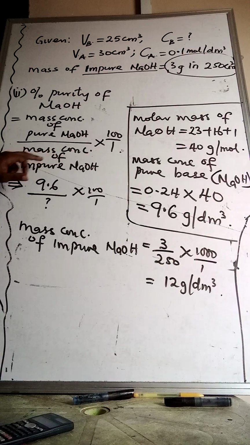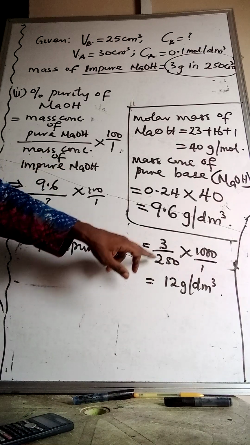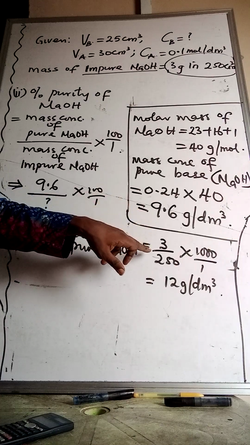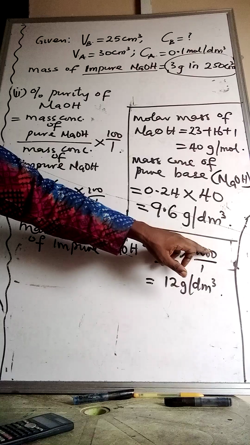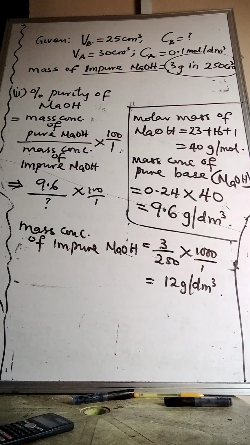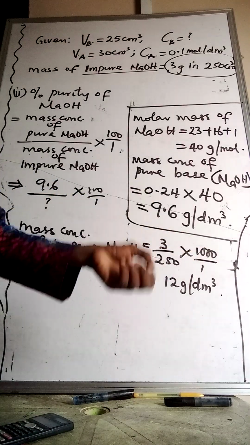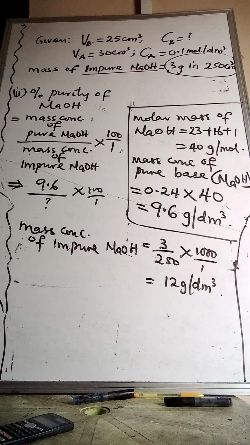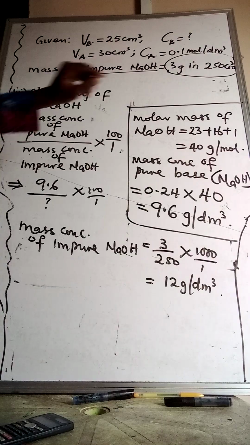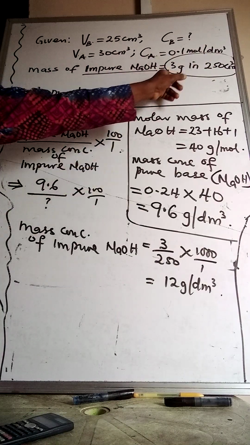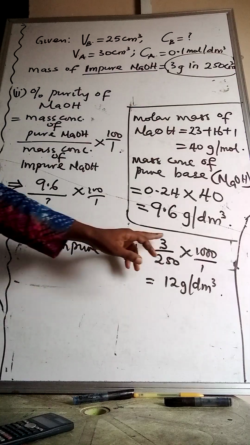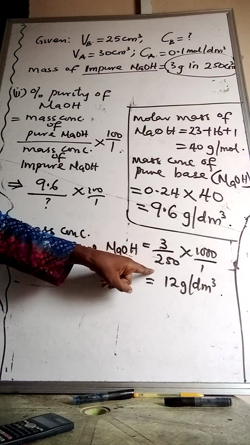The mass concentration of impure sodium hydroxide is calculated by 3 over 250 times 1000 over 1. Why? Any mass concentration must be in 1000 cm cube, which is the same thing as 1 dm cube. So since 3 grams is in 250, we need to find how many grams will be in 1000, and that is why I did this.